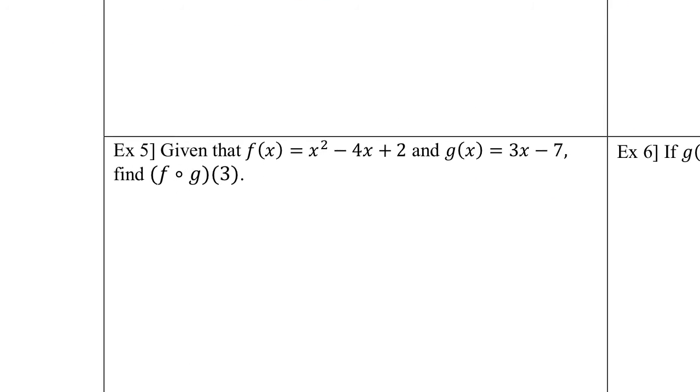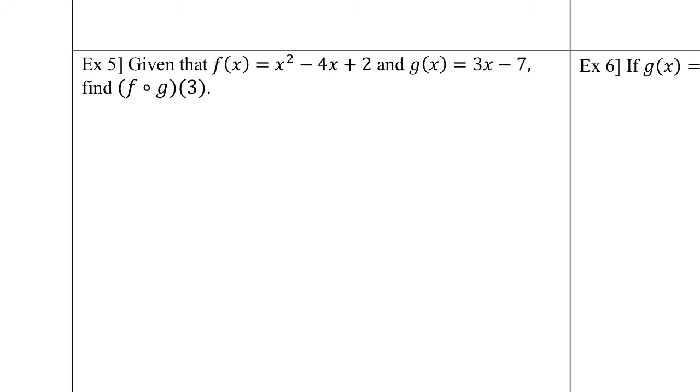Now, what if there's numbers? So number 5, given that f of x equals x squared minus 4x plus 2 and g of x equals 3x minus 7, find f of g of 3. So now I don't have an x anymore. So let's rewrite this to something that makes more sense. F is on the outside because it's first, g is second, and then the input is now a 3. It's not an x anymore.